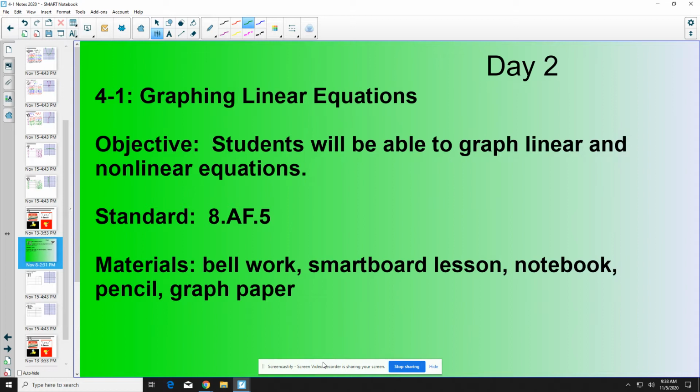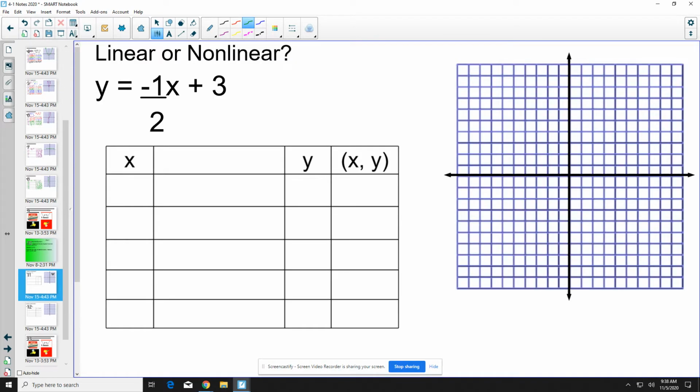All right, today our objective is to be able to graph linear and nonlinear equations. We're going to start with this first example, number 1. You can label your notes 4-1. When we graph, what we're doing is making a table. So pause the video and copy this table, and also on your graph paper, draw an x-axis and y-axis so we can graph our points when we get done completing our table. When you have the table copied and your graph ready, hit play.